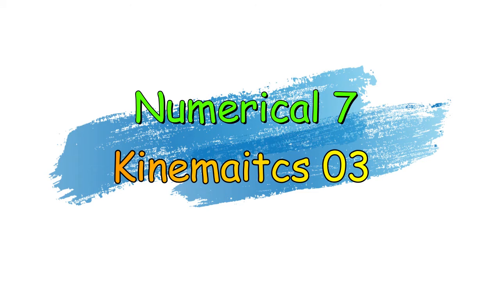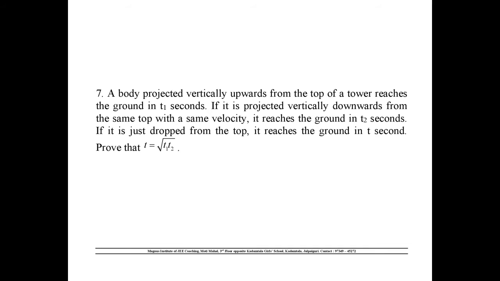Numerical number 7, Kinematics 3. A body projected vertically upwards from the top of a tower reaches the ground in t1 second. If it is projected vertically downwards from the same top with the same velocity, it reaches the ground in time t2 second. If it is dropped from the top, it reaches the ground in t second. Prove that t equals root over t1 dot t2.